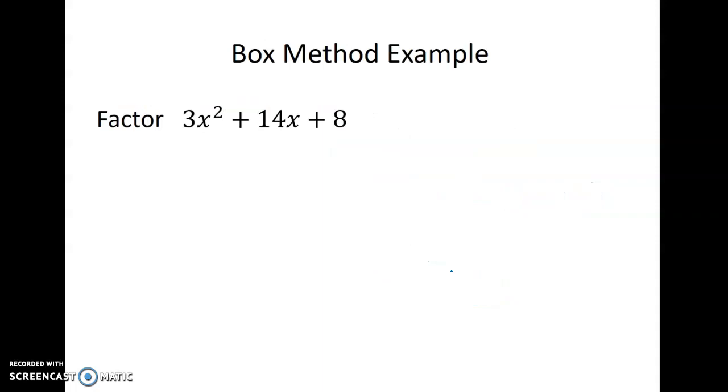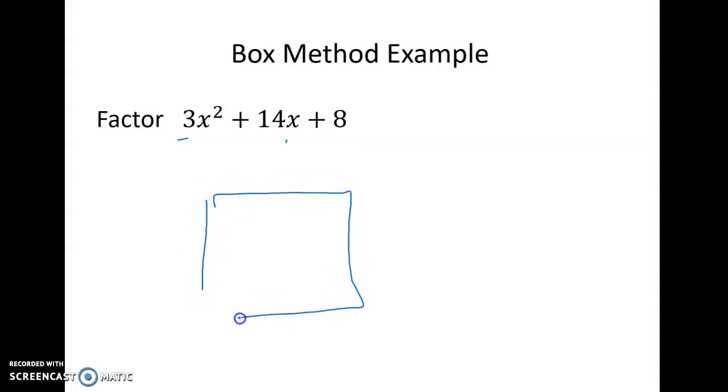All right, so let's get right into the box method example. From now on, when you see a first term coefficient, in this case we have a 3, you need to look for GCFs now. All right, do they all have a variable? No. Does 3 go into 14 and 8? No. All right, so this is when we're going to have to do something a little different.